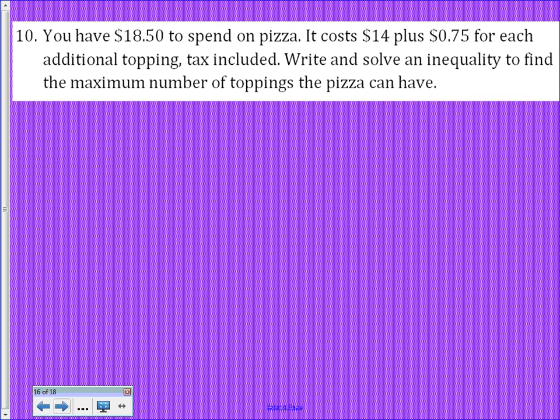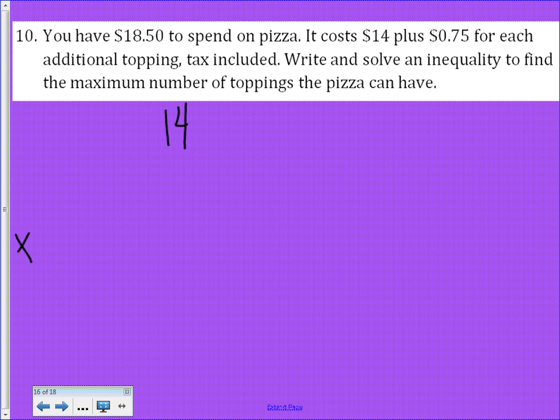All right, let's take a look at this next one. For number 10, you have $18.50 to spend on pizza. It costs $14 plus $.75 for each additional topping, tax included. Write and solve an inequality to find the maximum number of toppings the pizza can have. So what I'm going to do is I'm going to set this up for you, and then I want you guys to solve it. All right, so before we even start buying toppings, I have to pay $14 for my pizza, period, even if it's just cheese. Yeah, I have to spend $14.